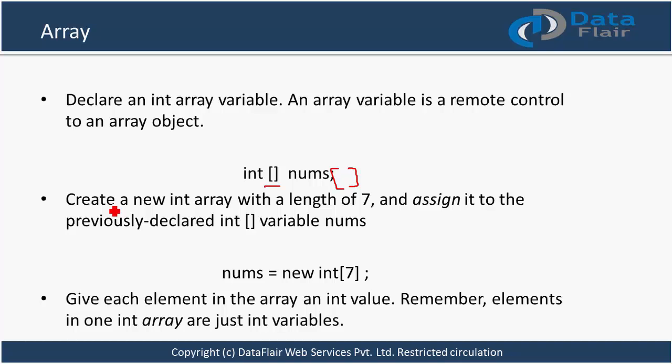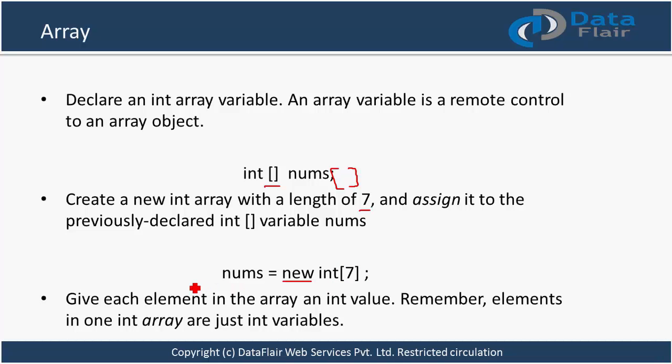Now in order to create an array, since an array is an object, we need to specify the length, the size. For this, we need to use the new keyword. So we have to say new int, and in brackets you have to specify the size, which is 7.